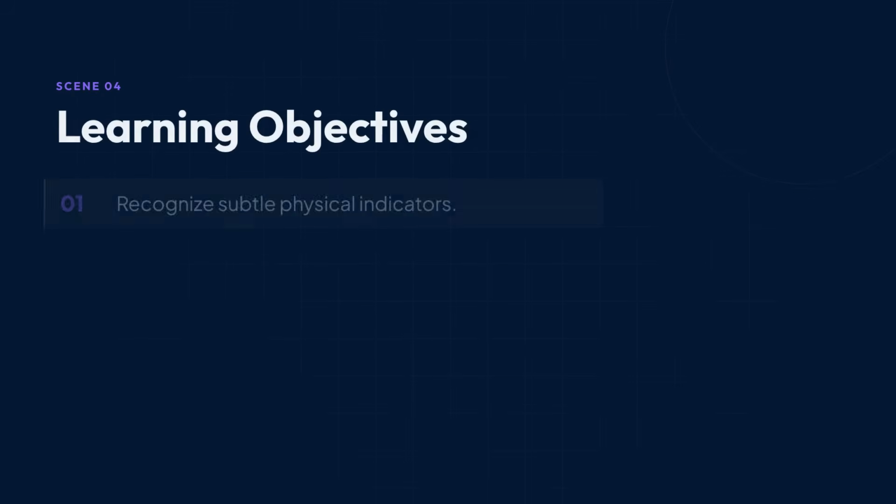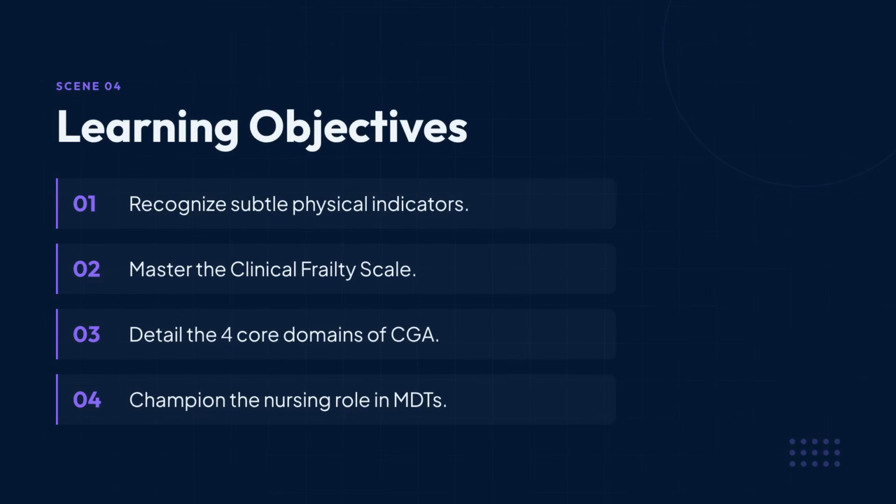Hello everyone. As nursing professionals, we are at the front line of geriatric care. Today, we will focus on honing your observation skills and mastering the tools that bring objective clarity to a patient's frailty status. By the end of this session, you will be able to recognize the physical and mobility indicators of frailty, apply the 2-week baseline rule using the clinical frailty scale, and explain how the 4 domains of CGA integrate to form a holistic care plan.